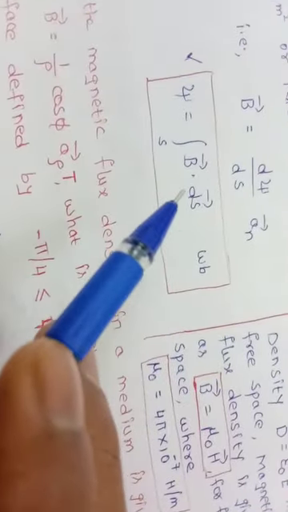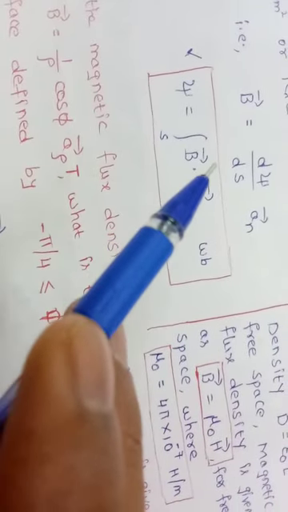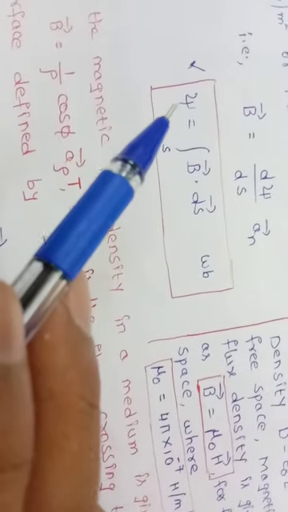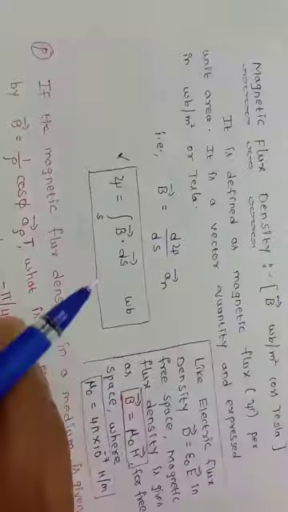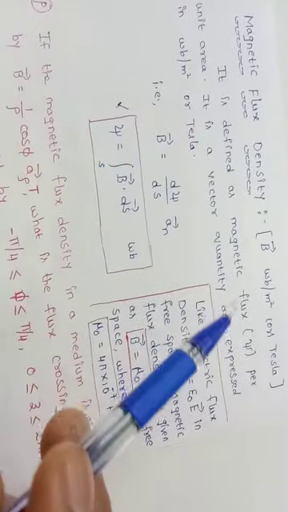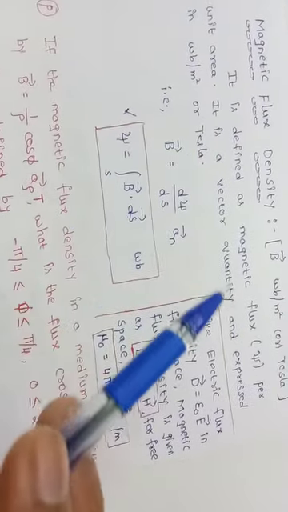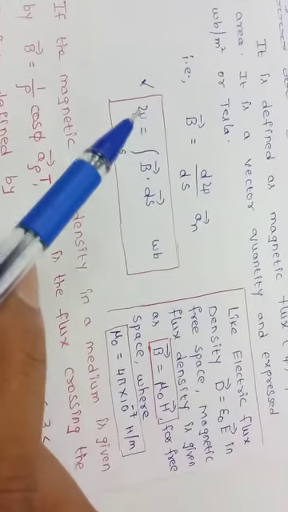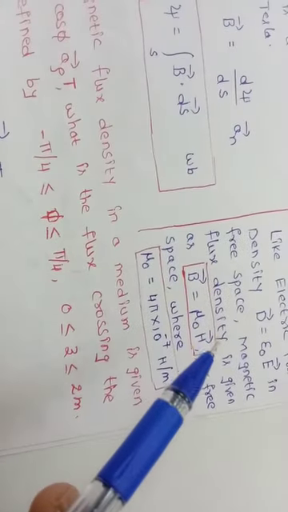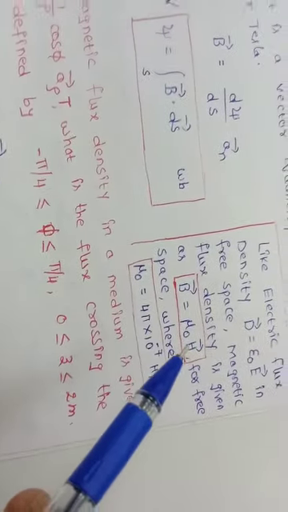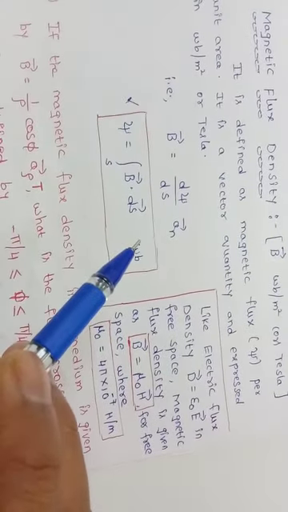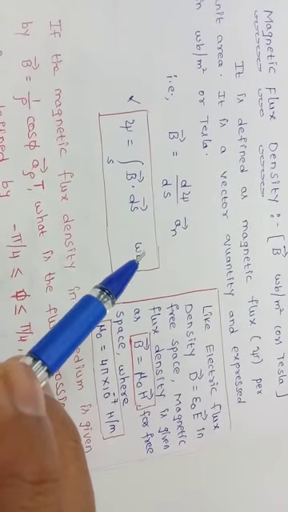Based on this formula, there are a lot of problems. See here, they are going to give the magnetic flux density. They will ask to find out the magnetic flux. Once again, if you observe that, it is defined as magnetic flux per unit area. It is a vector quantity and expressed in Webers per meter square or Tesla. This formula is very important. And the relationship between magnetic flux density and magnetic field intensity is this. Is it clear? I am not going to discuss the problems in this video. In the next video, I am going to discuss only the problems.